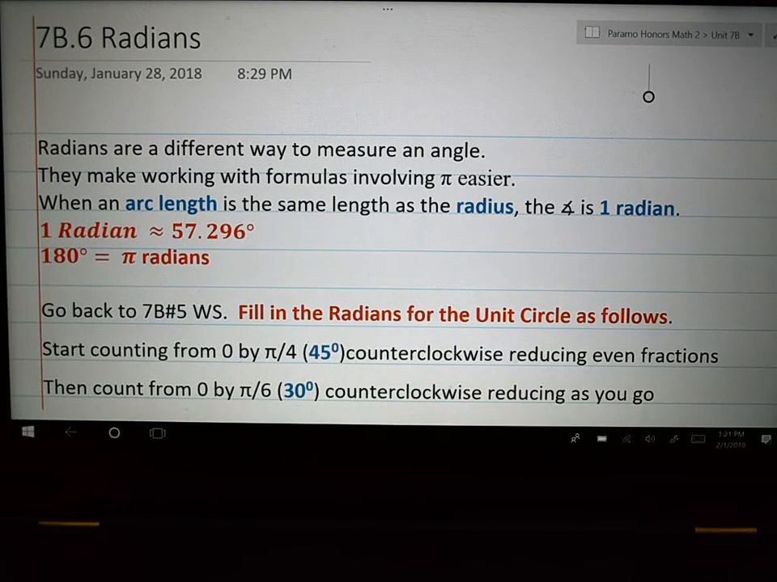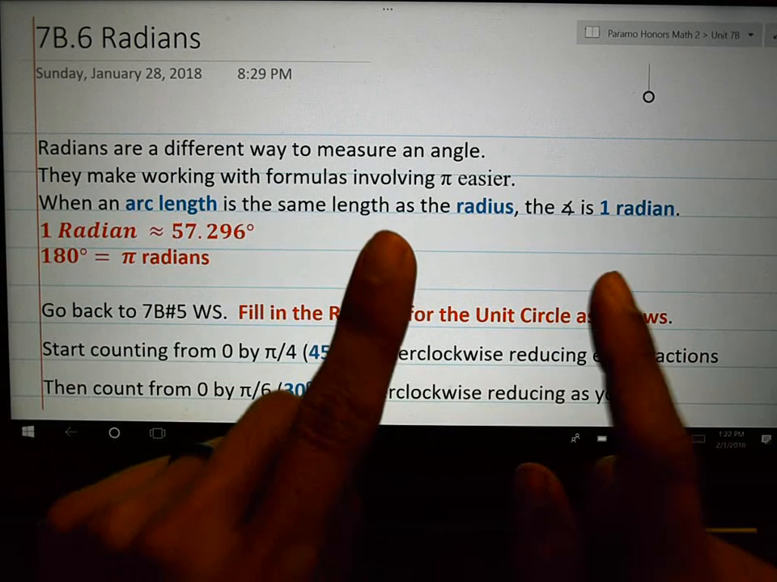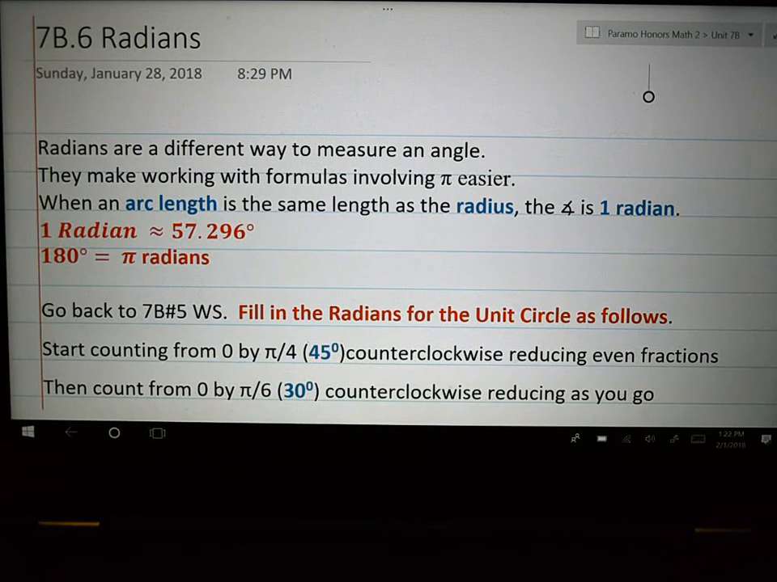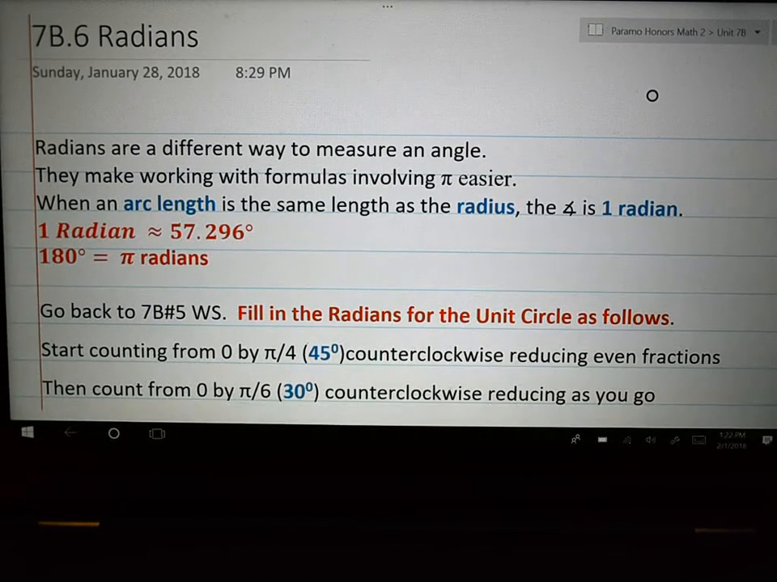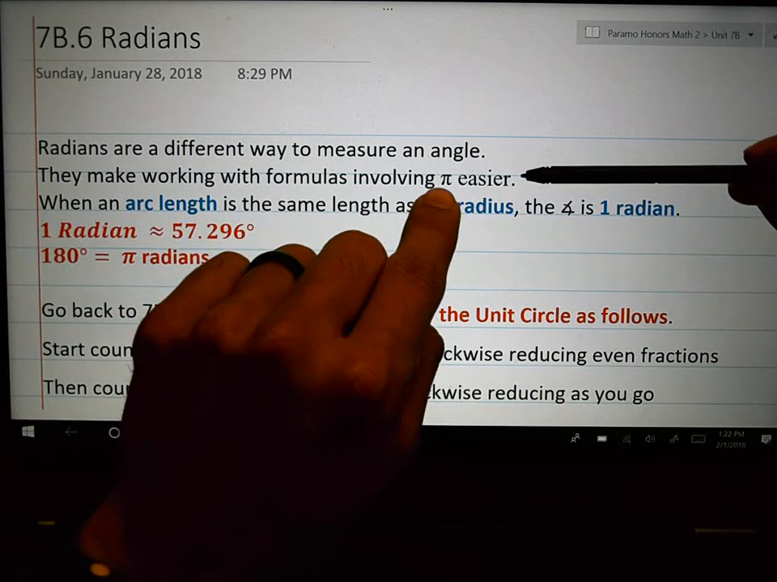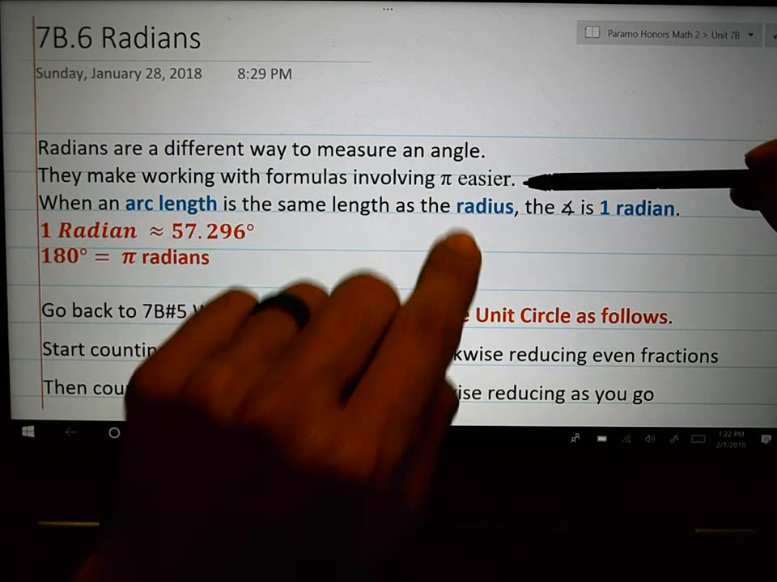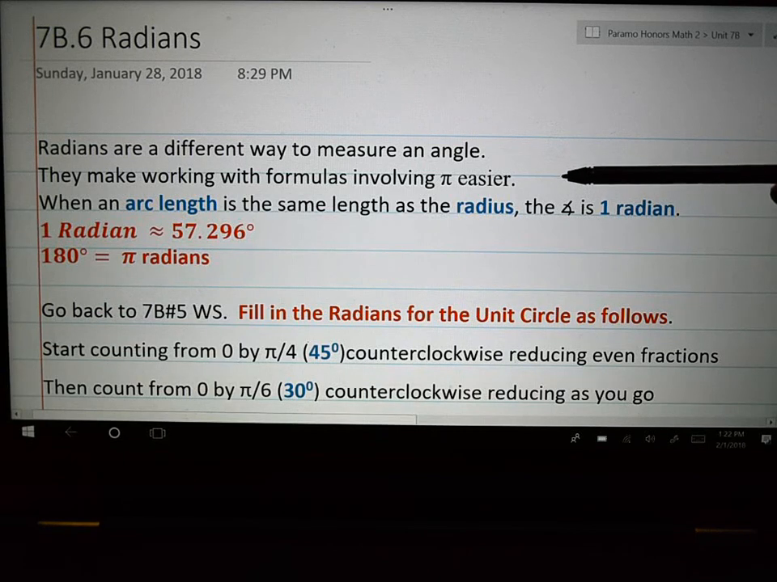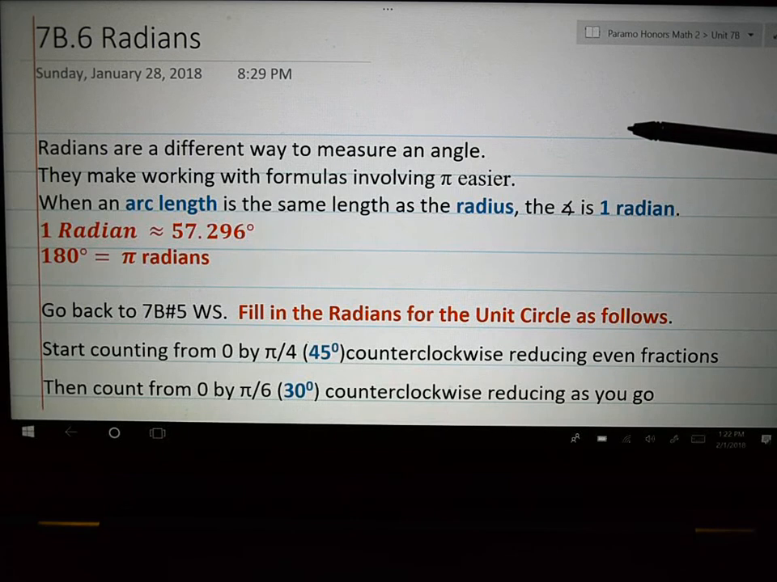7.6 is on radians, and radians is just another way to measure an angle. Some people get a lot more confused when we add these things in here, but radians definitely makes things easier when we get to formulas in higher level mathematics. Any formula that has the number pi in it, radians makes working with pi related formulas easier. And it's why we use it.